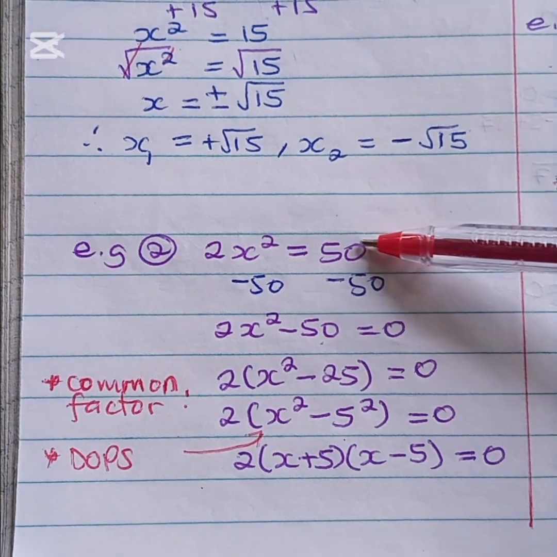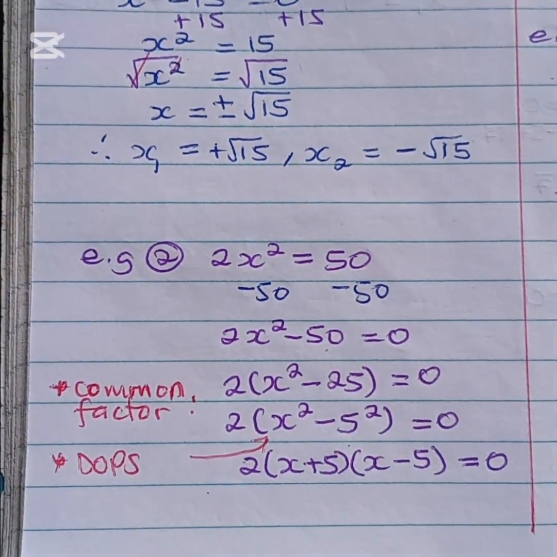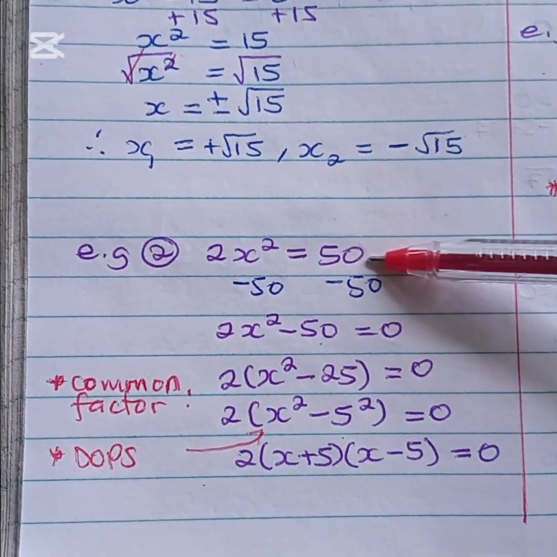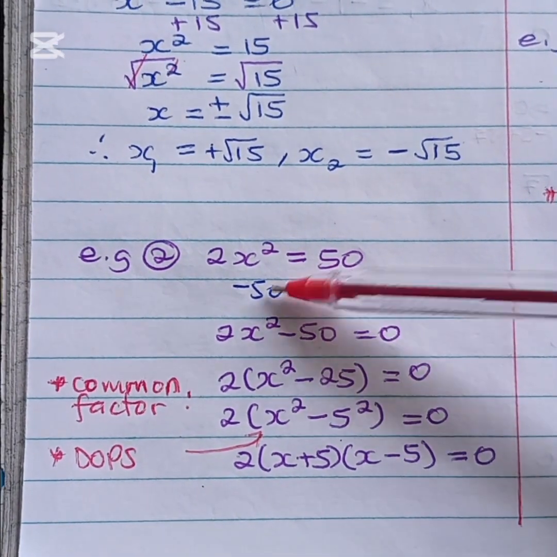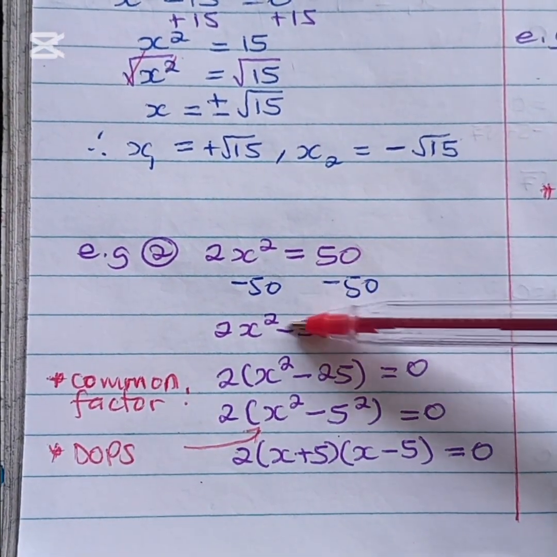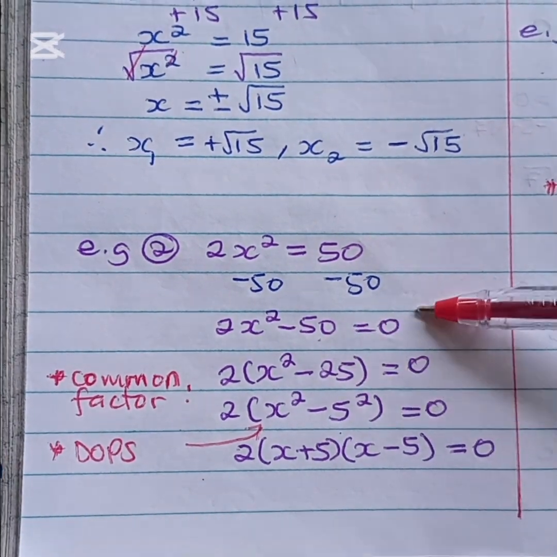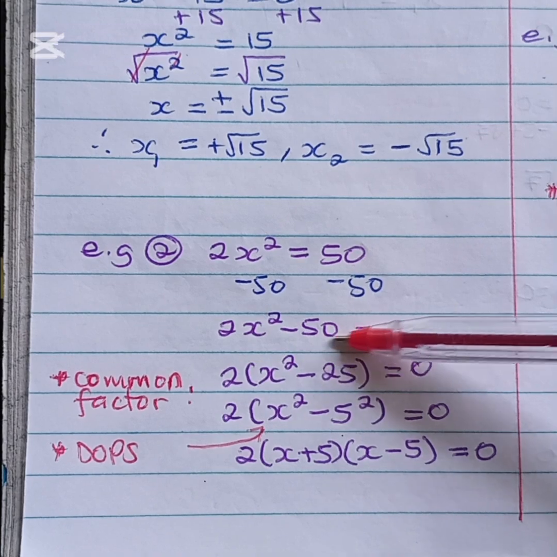Here's the second example. We have 2x squared equals 50. To solve it like a normal quadratic equation, we make one side become 0. So we subtract 50 on both sides to bring this 50 to the left hand side, and so we have 2x squared minus 50 equals 0. Now we factor out 2x squared minus 50.